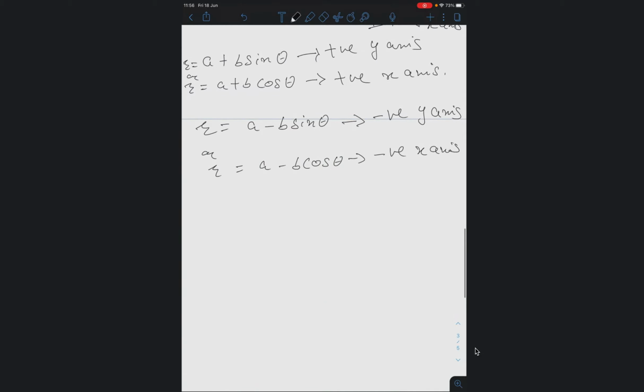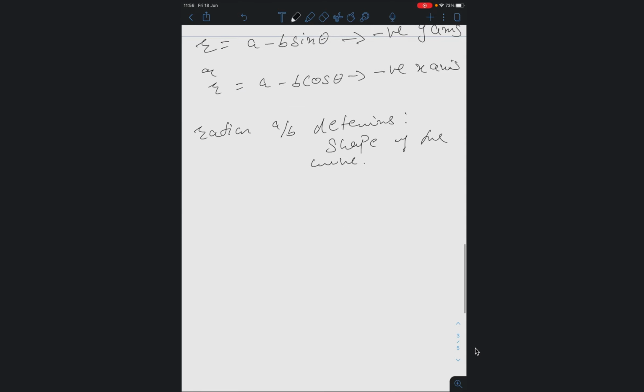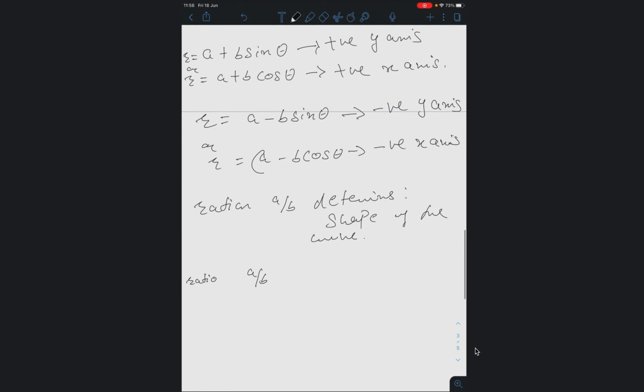So this cos and sine determines x or y axis. Now this ratio you will calculate, ratio a by b. So this ratio determines the shape of the curve. Okay, so let's see how it determines. The ratio value I'm writing here, and here don't consider minus b. a and b both are positive quantities here.